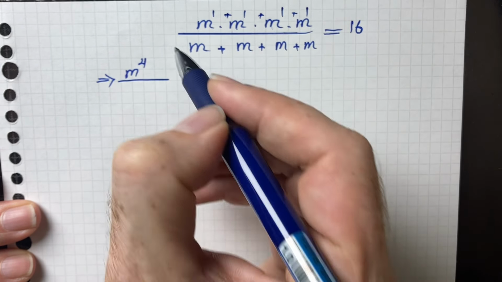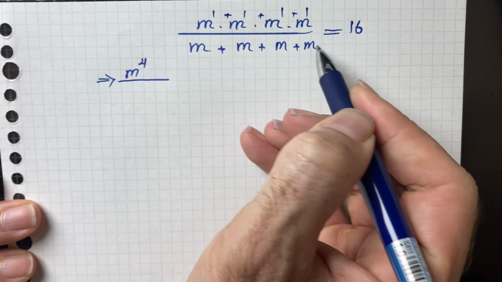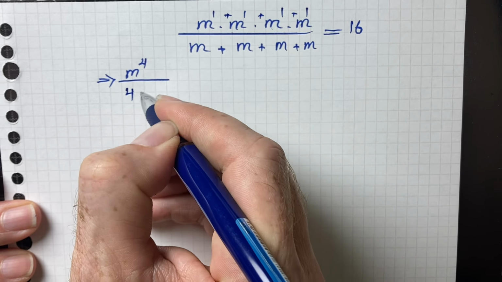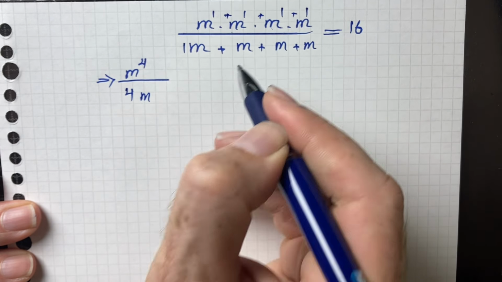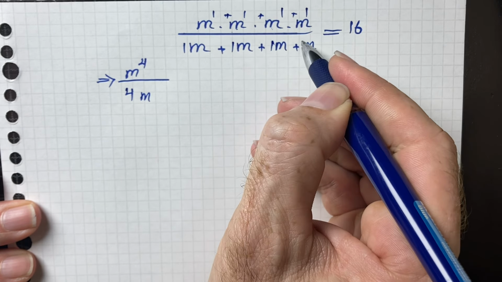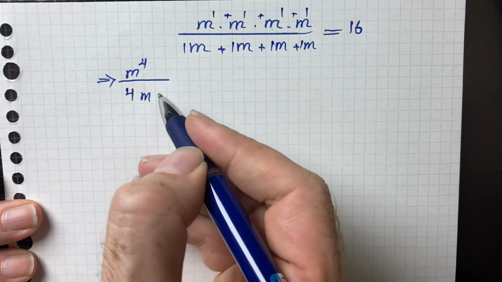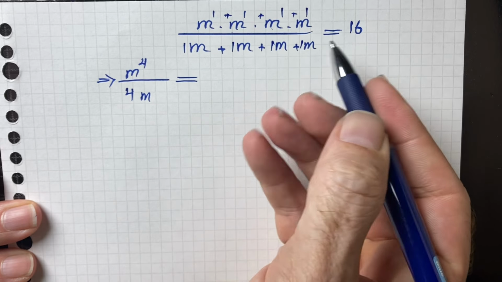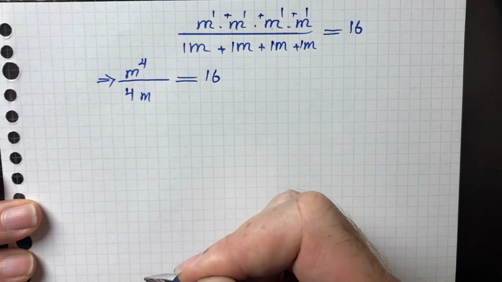And bottom, what do we have? m plus m plus m plus m, which means 4m. But how? Look, 1m, 2, 3, 4. So I write here 4m equals, right hand side we have 16.